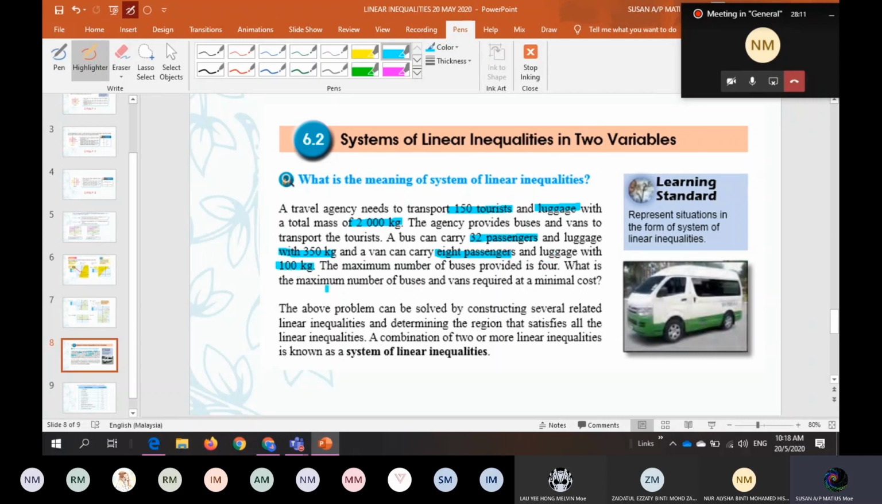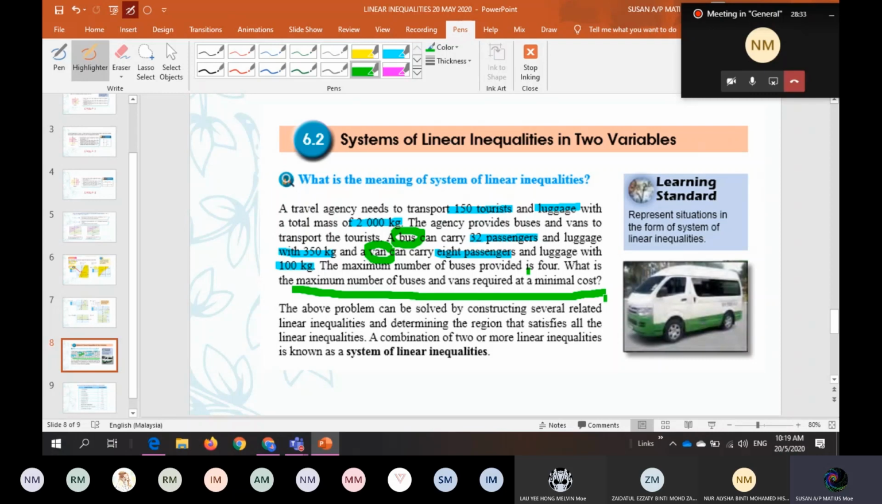Now, can you see the variables here? The variables will be the bus and van, so how many buses, how many vans. The maximum number of buses provided is 4. What is the maximum number of buses and vans required at the minimal cost? This is an example of a situation related to your daily life.